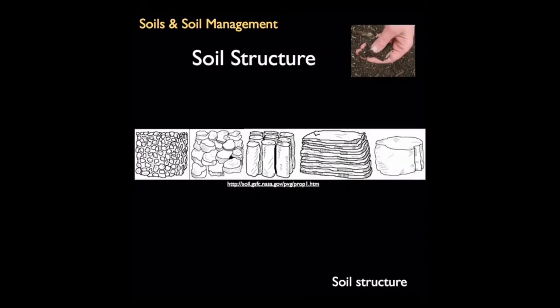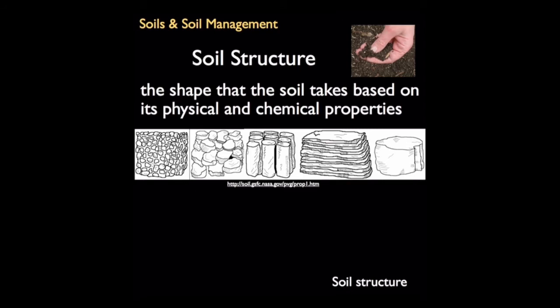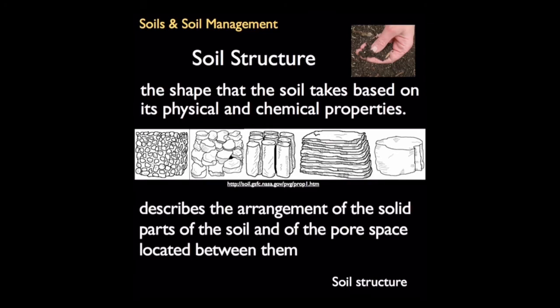So what do we mean by soil structure? In general terms, structure is basically the shape that the soil takes based on its physical and chemical properties. But in more specific terms, soil structure describes the arrangement of the solid parts of the soil and of the pore space located between them. A fact that deserves emphasis is that soil contains not only particles but also spaces, pockets of air that are critical for its function. There are both large spaces called macropores and smaller spaces called micropores.